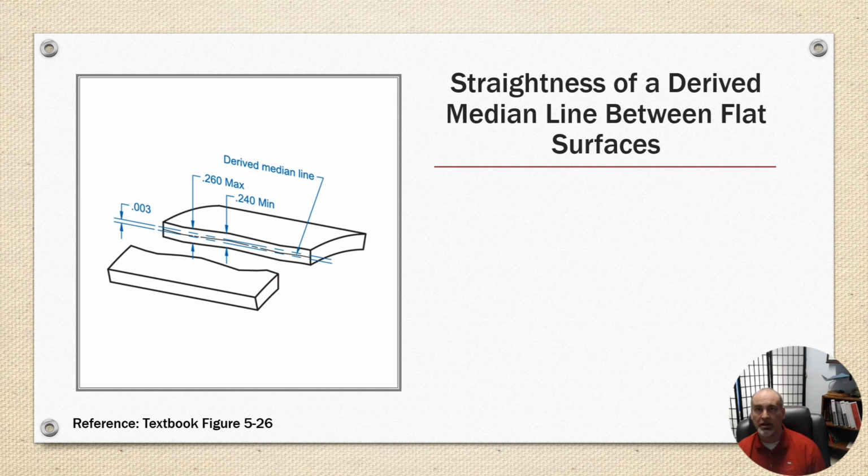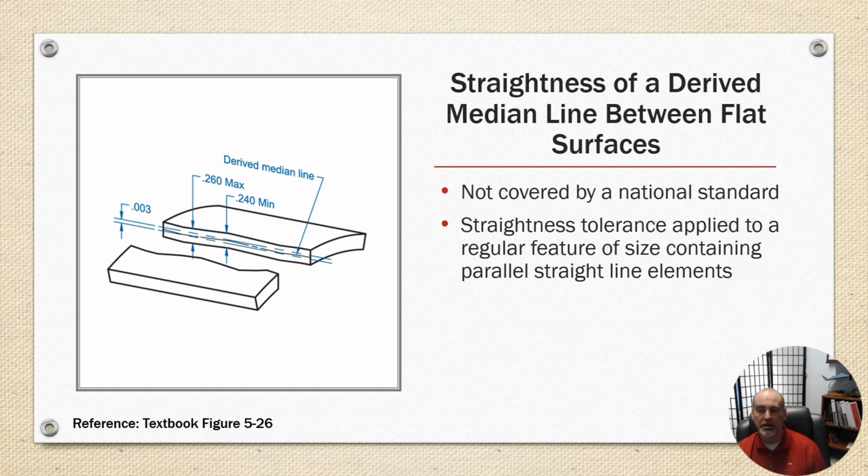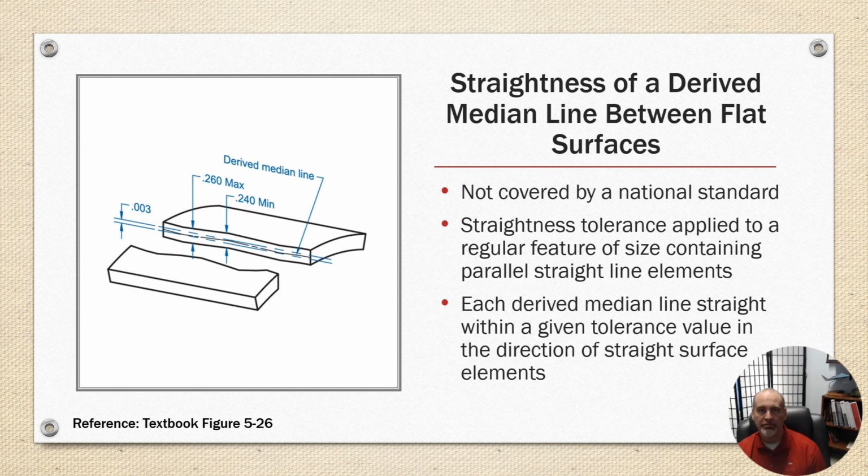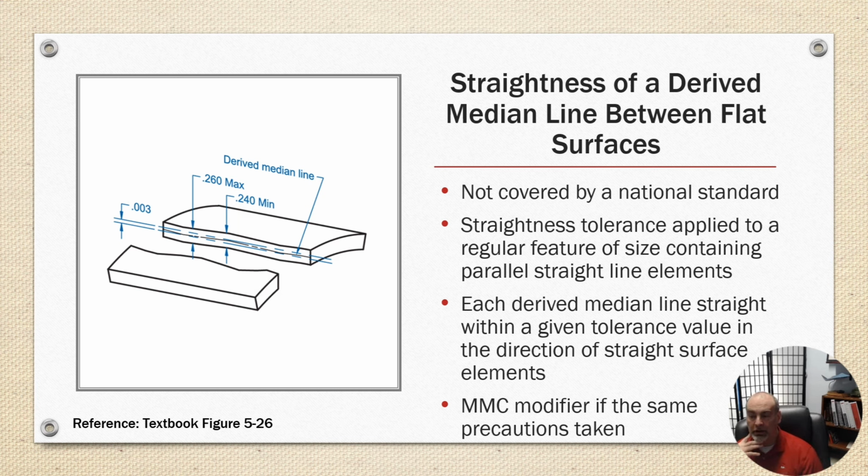Straightness of a derived median line between flat surfaces. This is not covered by a national standard. Straightness tolerance applied to a regular feature of size containing parallel straight line elements, and each derived median line straight within a given tolerance value in the direction of the straight surface elements. MMC modifier if the same precautions are taken. You typically don't use this control because there are other controls you can use, like parallelism of surfaces, but I guess they're saying in theory you can control it, but it's not specifically addressed by the national standard.